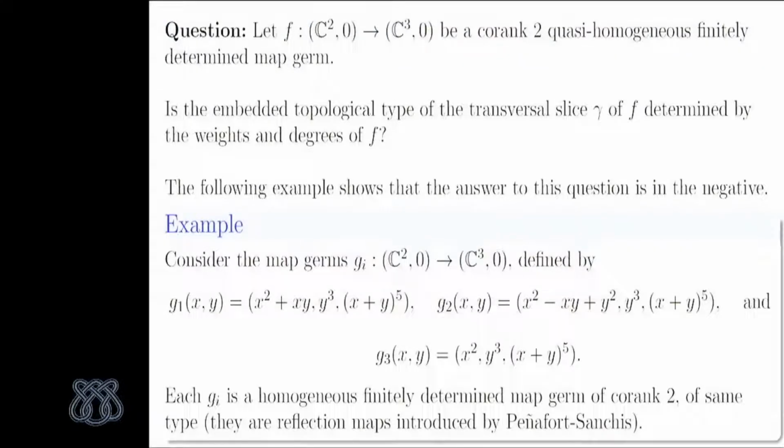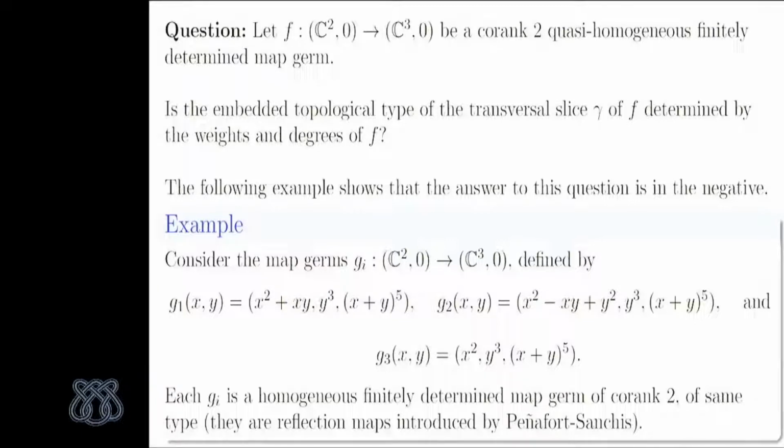Now, after proving these results, we would like to research generalizations of these results. What about the corank 2 case? Is the question true in the corank 2 case? So when you consider the same question for the corank 2 case, the question is: is the embedded topological type of the transversal slice of F determined by the weights and degrees of F in the corank 2 case? The following example shows that the answer to this question is negative.